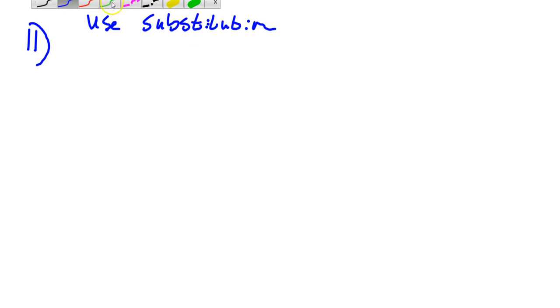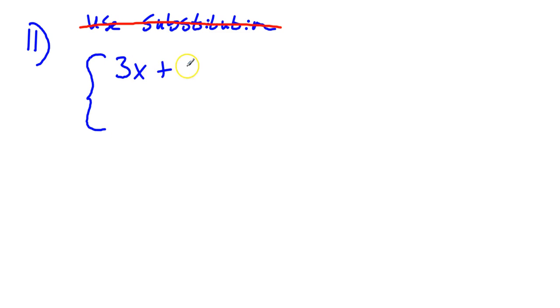Now, again, the directions say to use substitution, but if you're dead set that you don't want to do substitution, we're just going to put a big X through this thing. We're going to do elimination. We'll show you how to do that. So let's go 3x plus 5y equals negative 16. And for the other one, let's go x equals 3y plus 18.